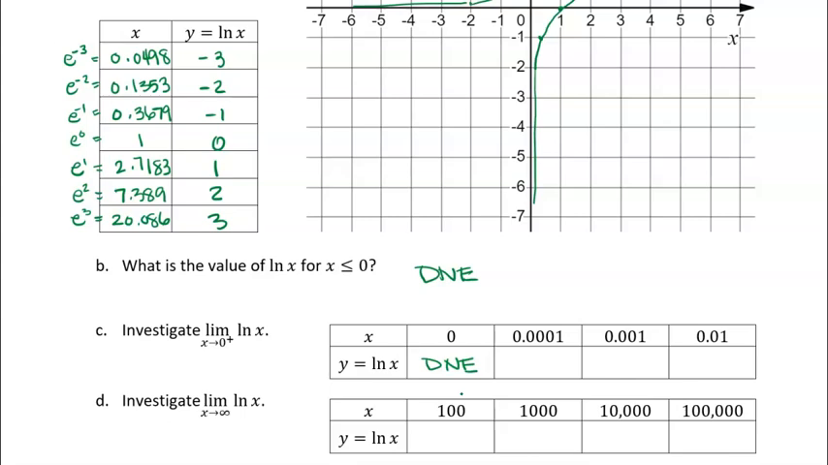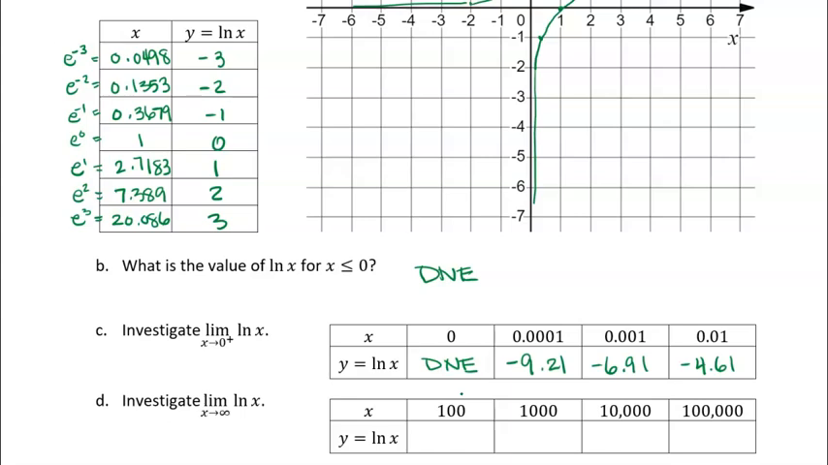On the right hand side of the table, if I put in 0.01, I get a negative 4.61. If I put in 0.001, I get a negative 6.91, and this gives me a negative 9.21. Okay, so I'm getting more and more negative as I approach 0 from the right. Now, those don't look very big. They aren't very big negative numbers.